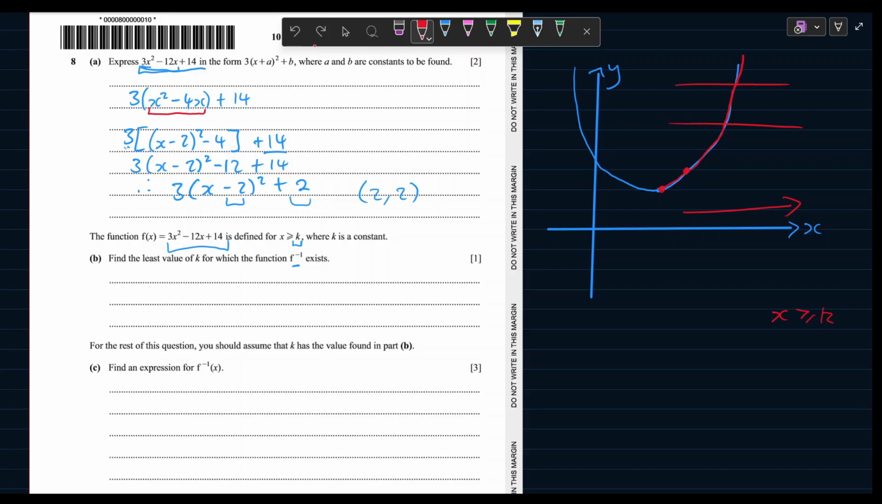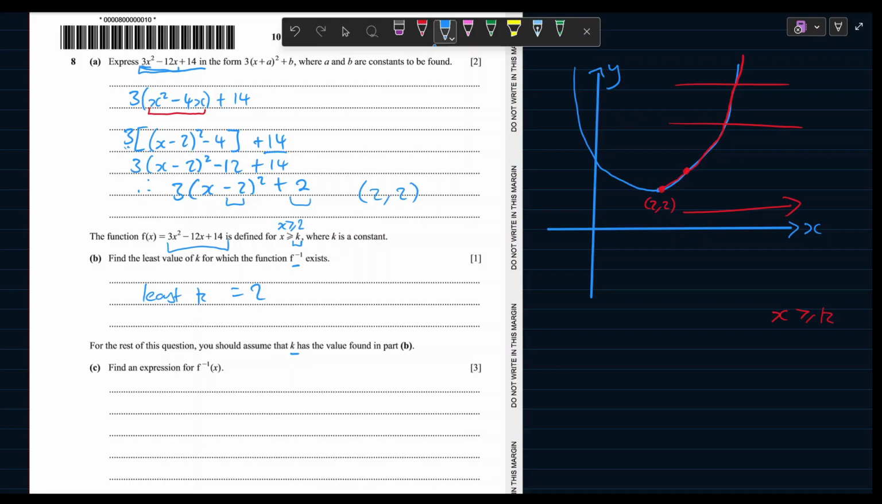So x is going to be greater than or equal to, we say the coordinates of our turning point are 2, 2. So x is greater than or equal to 2. So we can say that the least value of k is equal to 2. For the rest of this question, you should assume that k has the value found in part B. So we should assume that k is equal to 2. Okay, so that means x is greater than or equal to 2 here.